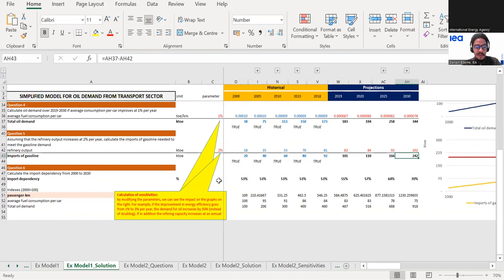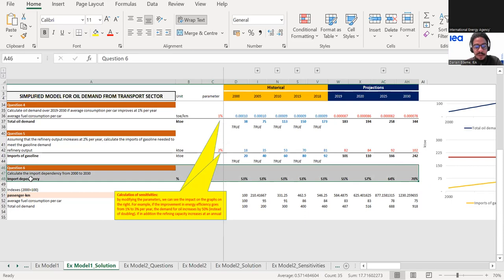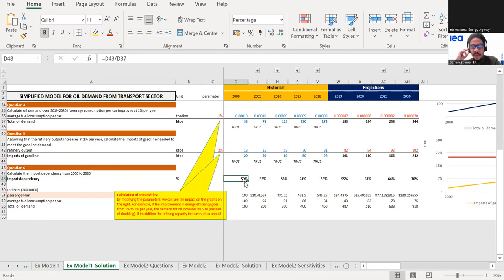As a last question, you're asked to calculate a very simple but really important parameter, which is the import dependency. Import dependency is defined as the ratio between how much you import and how much you consume. In this case, it is the ratio between the import of gasoline and the total oil demand. We can see that the import dependency was almost constant from 2000 to 2018, at 53%.